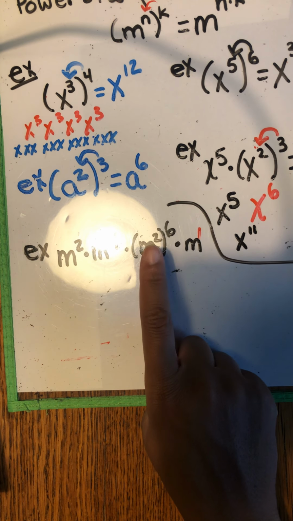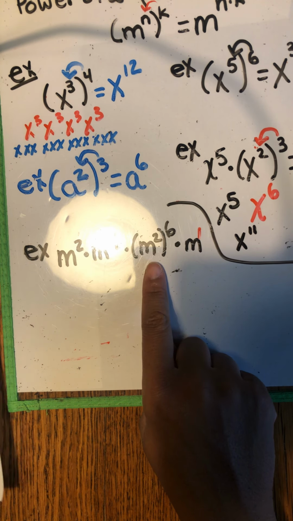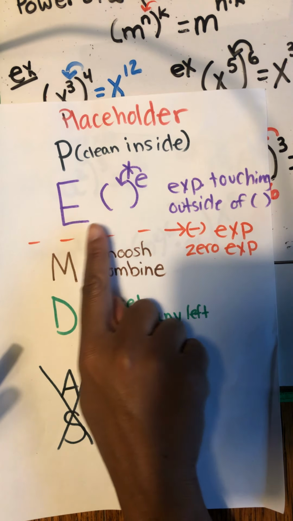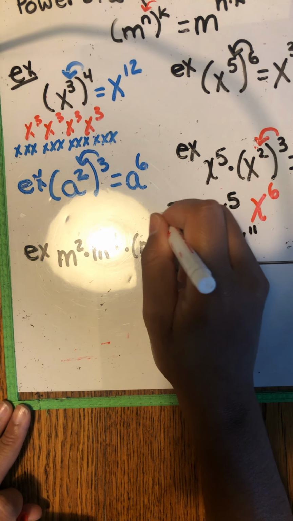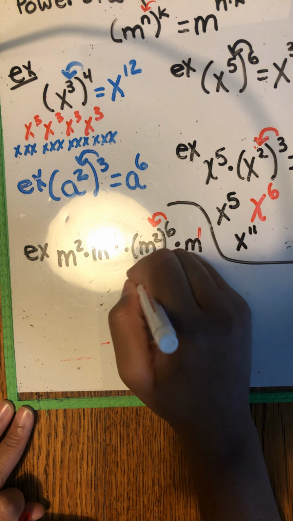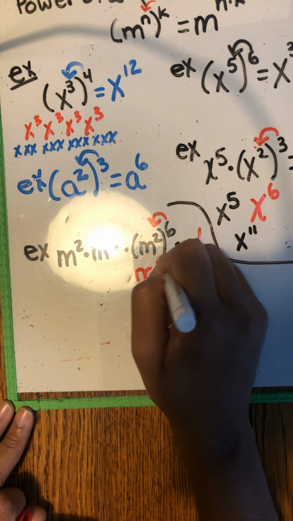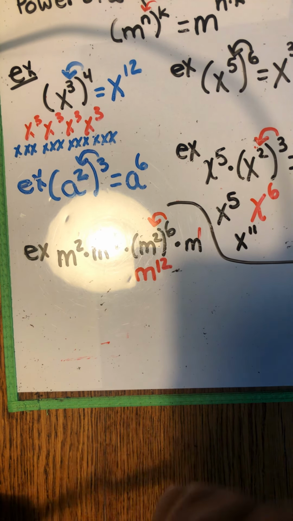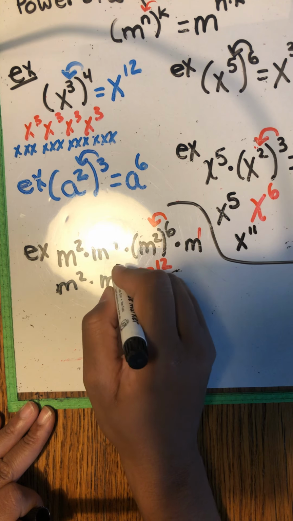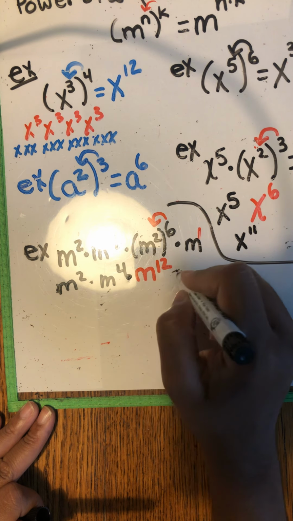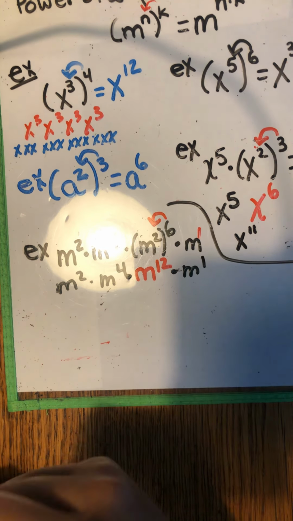All right, second thing, can you clean anything inside my parentheses? Well, there's only one thing inside my parentheses, so I cannot clean it. It's already clean. Do I have an exponent touching the outside of my parentheses? Yes, sir. Let's go ahead and make that exponent times exponent is 12. I'm going to bring everything down one step, one line. Bring down my m to the 1.